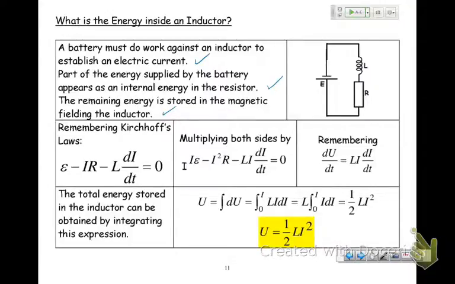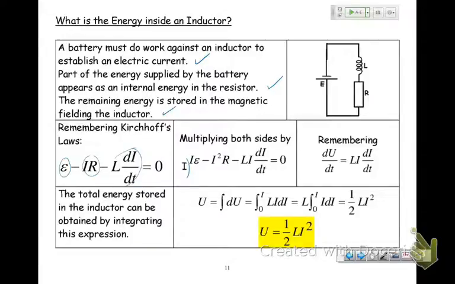Kirchhoff's laws give us that our EMF minus IR, that's the potential difference because of the resistor, minus L di by dt, which is the potential difference dropped across the inductor, equals 0. That's the good old loop rule. And multiplying both sides by I gives us I squared R minus Li di by dt.